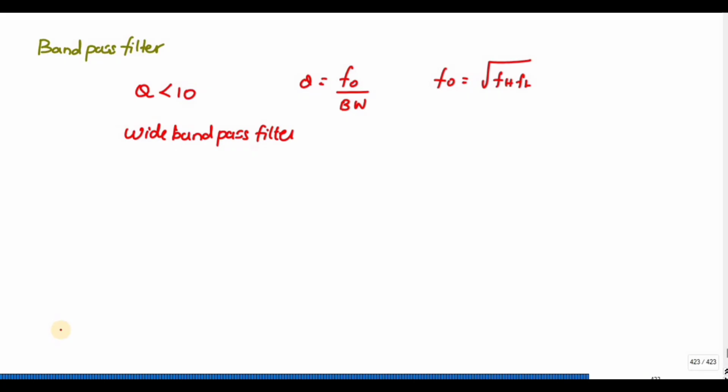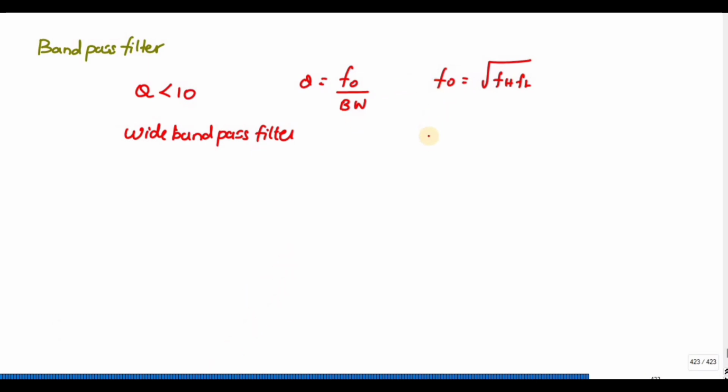So in this video, we are going to discuss the bandpass filter. We know that there are two types of bandpass filter, which we have already discussed, based on the figure of merit or quality factor Q. Whenever the Q value is less than 10, it is called a wideband pass filter, and the Q value is nothing but F naught divided by bandwidth.